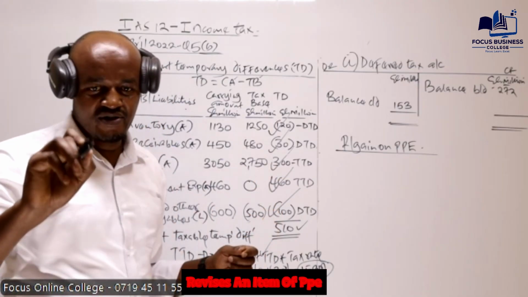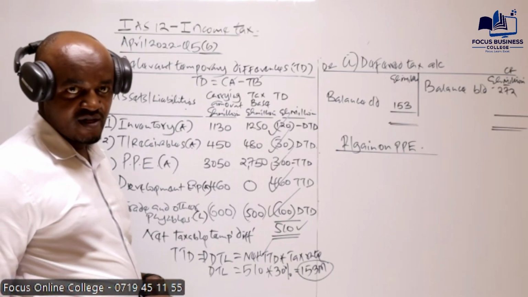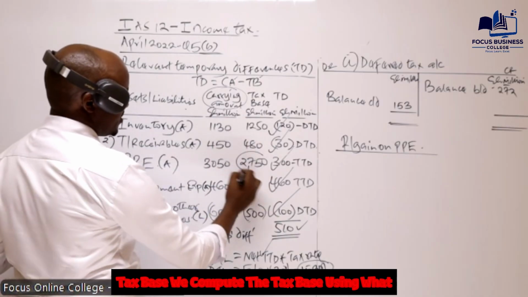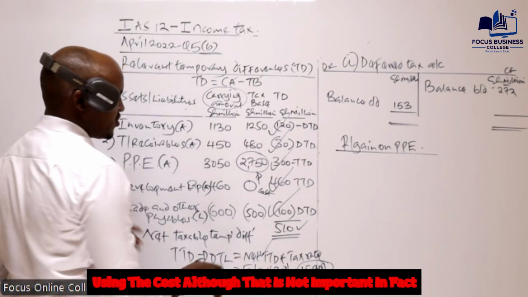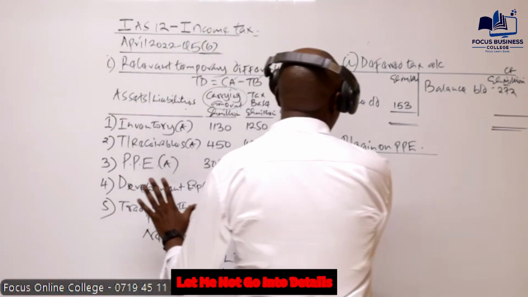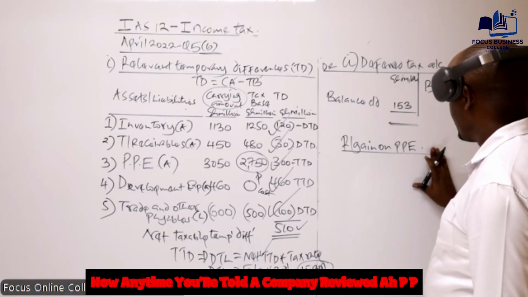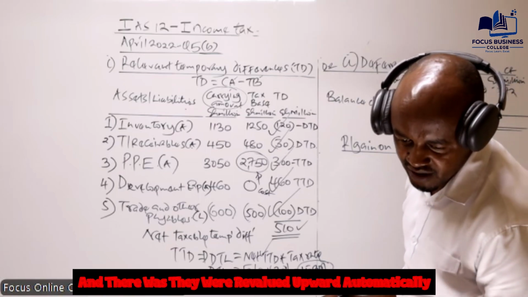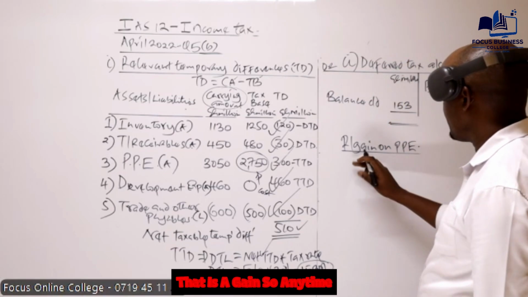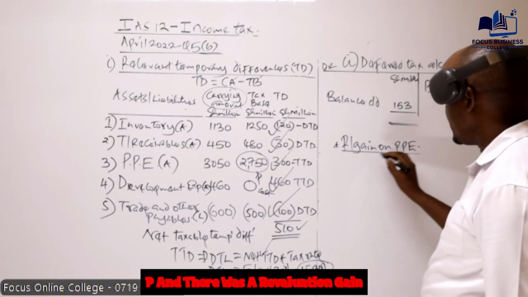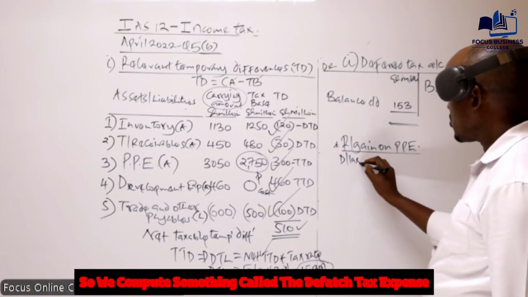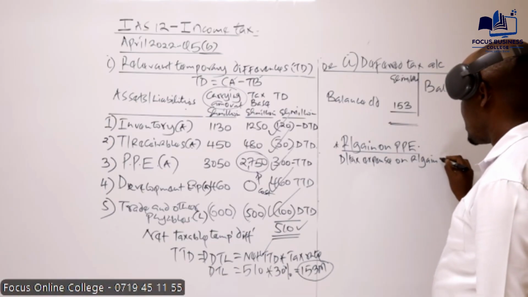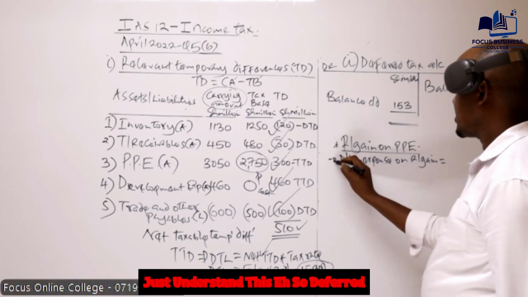Now, anytime the company revalues an item of PPE, that basically affects the carrying amount. Because whenever we are computing the tax base, we compute the tax base using the cost, although that is not important. In fact, let me not go into details. Anytime you're told a company revalued PPE upward, automatically that is a gain. So when there is a revaluation gain, we compute something called the deferred tax expense on the revaluation gain. Just understand this.